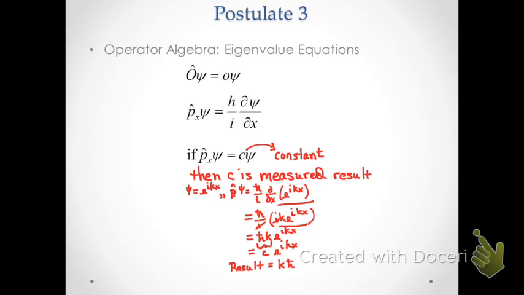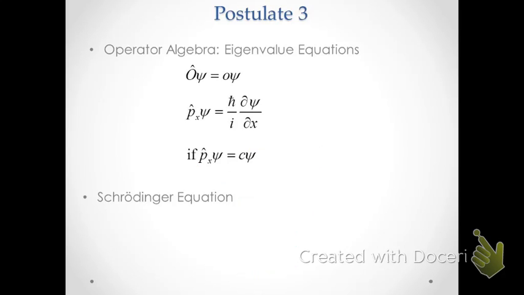Let me just repeat that. K h-bar, being the eigenvalue, is going to be the result and the only possible result of a momentum measurement of this free particle in the lab.